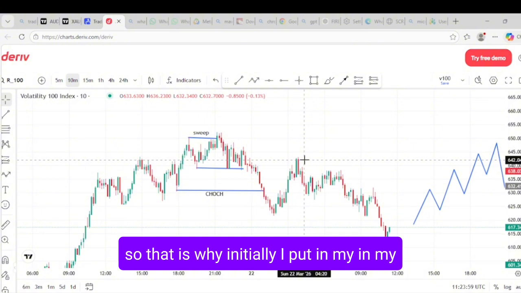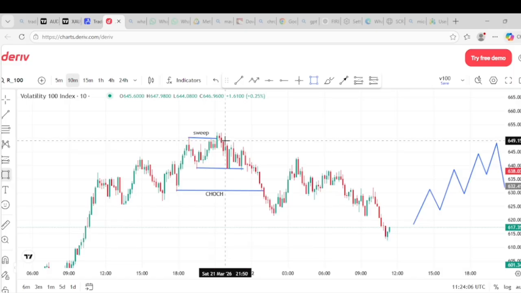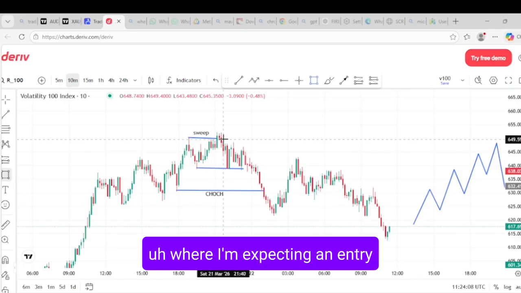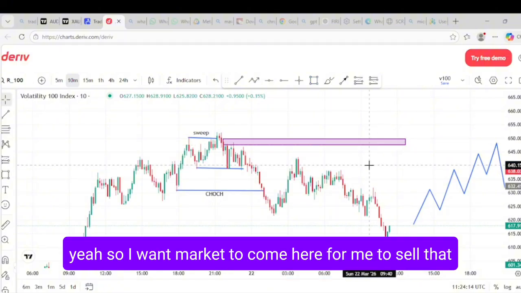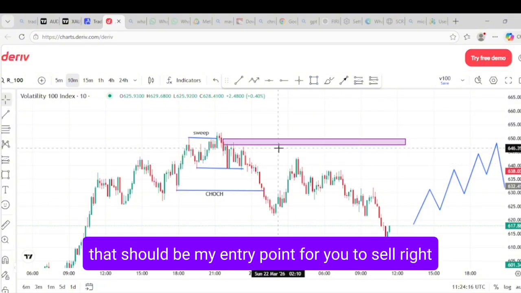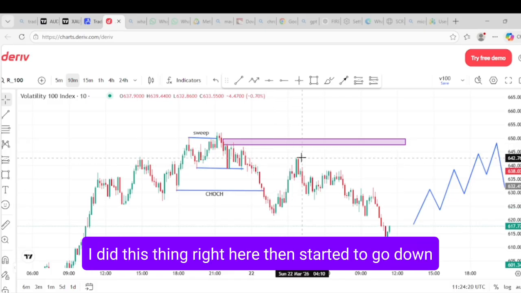So that is why initially I put in my chart before, I put a line here, a zone here, where I'm expecting an entry. So I want the market to come here for me to sell. That should be my entry point for a sale, right? But then the market did this thing right here, then started to go down.